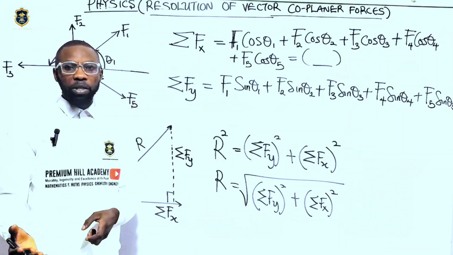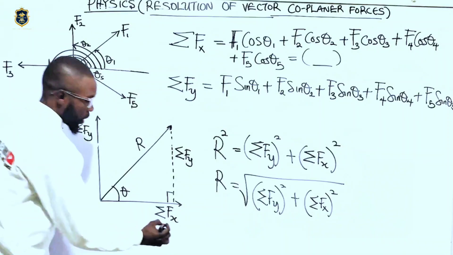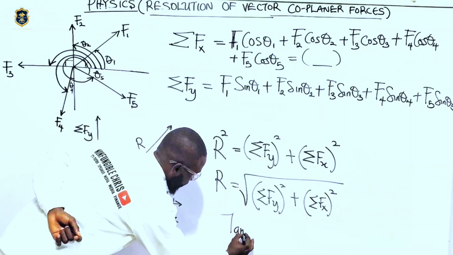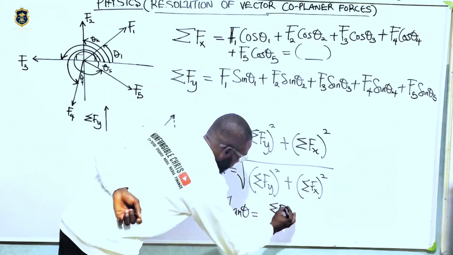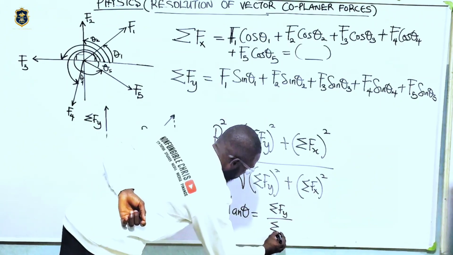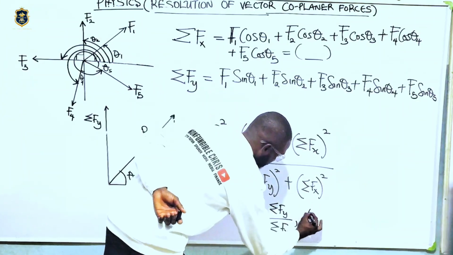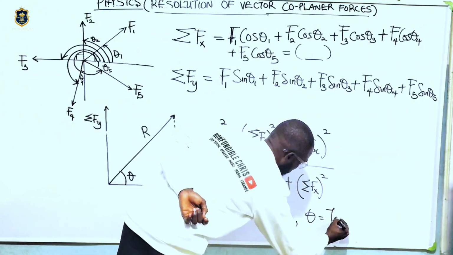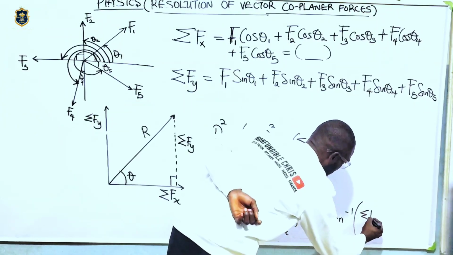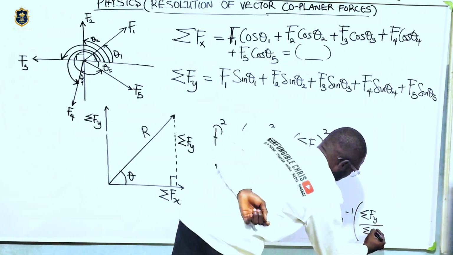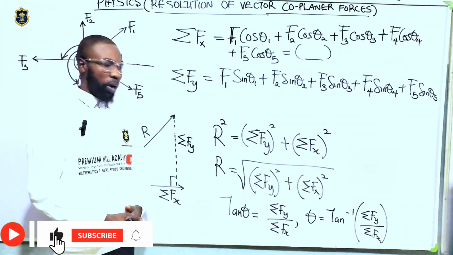Sometimes it might ask us to find the magnitude and direction. So how do we get the direction? The direction on this plane is given by tan theta, which is equal to opposite over adjacent, that is ΣFy over ΣFx. Having gotten this, theta is the inverse of tan of ΣFy over ΣFx. So this is all we do to get the values of our x and y coordinates.